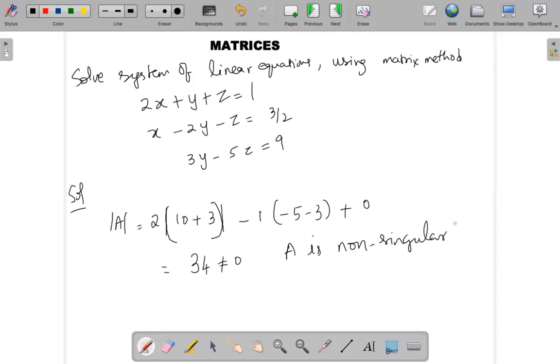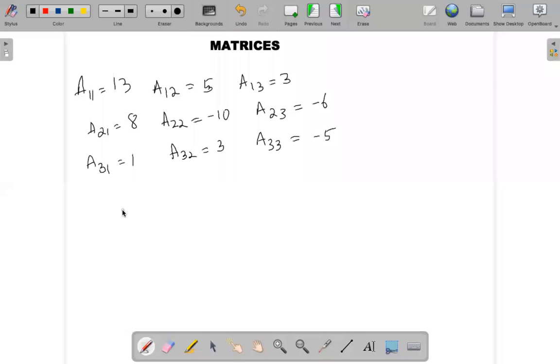Since A is non-singular, therefore its inverse exists. So you have to find A11, A12, A13, A21, A22, A23, A33, and so on. Let us find that, and then we can find the adjoint. So let us put down what the adjoint of A is.